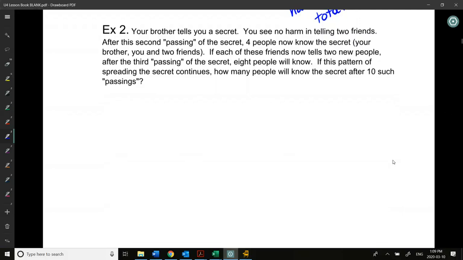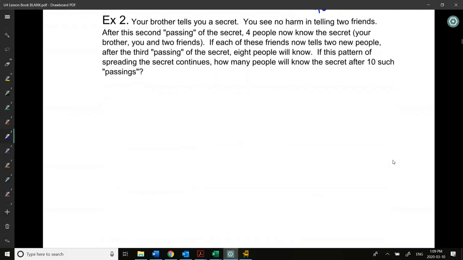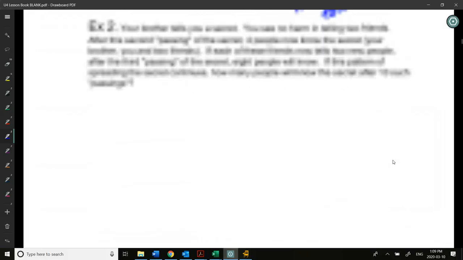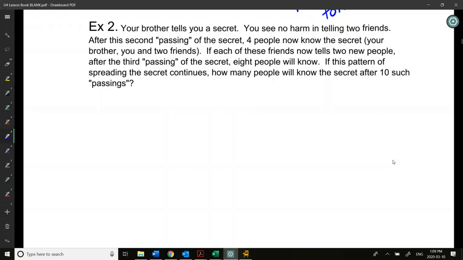All right, so let's take a look at another example here. Your brother tells you a secret. You see no harm in telling 2 friends. Be honest, who's ever done this before? You say like, okay, I know this secret, but don't tell anybody, okay? Like, this person told me, but you're not allowed to tell anybody. Guess what that person's gonna do? You just told that person, they're gonna tell somebody else too.